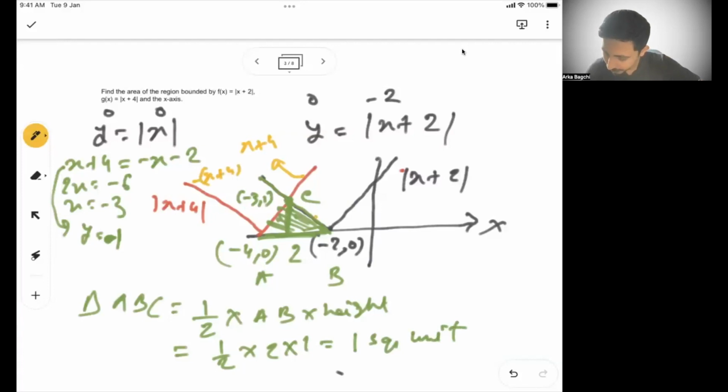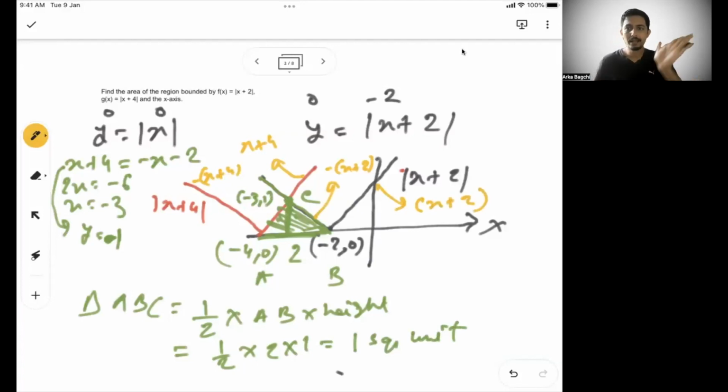Similarly, this line says minus of x plus 2 as a number, and this line determines plus of x plus 2 as a number. Together, it will be mod of x plus 2. But the negative part is minus of x plus 2. So when two lines are intersecting, the plus x plus 4 is intersecting with minus of x plus 2. It's not x plus 4 intersecting with x plus 2, right?